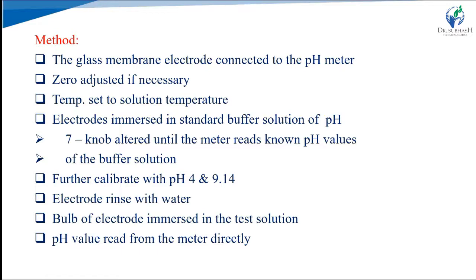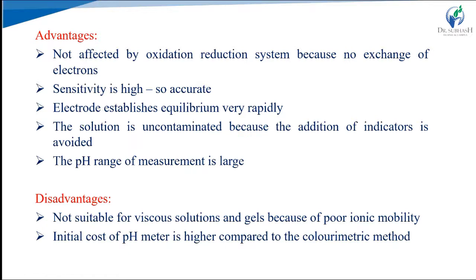So that is why this is a more precise method than the colorimetric method. That is the advantage we see. The readings do not fluctuate. We get an exact, accurate reading, so the result can be easily read. The pH range of measurement is large, and specificity is higher.